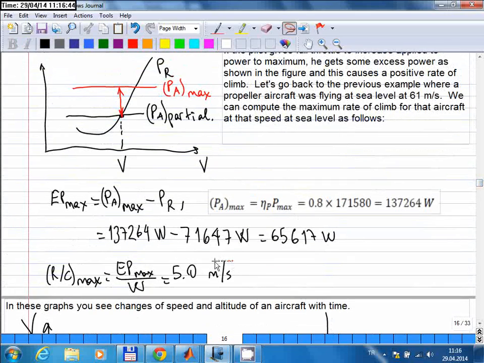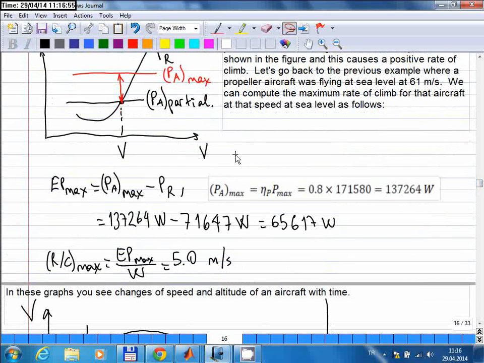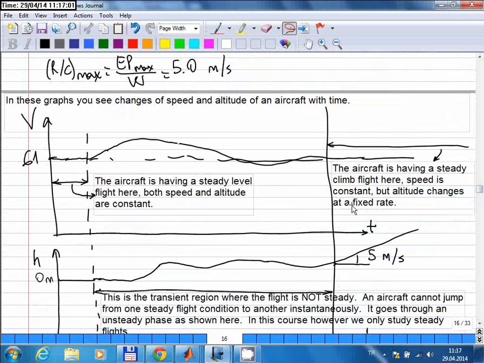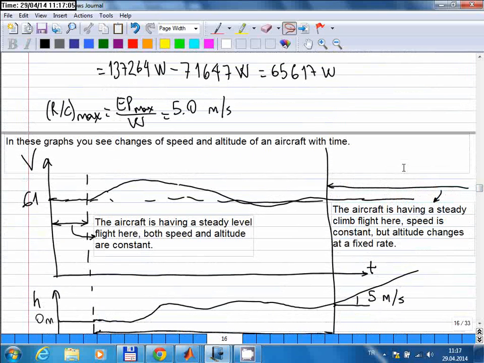Okay, so for that aircraft, the rate of climb the aircraft can achieve is 5 meters per second at full power and at that altitude. And at that speed, by the way, so this depends on speed as well. Okay, is this clear? Do you have any questions?